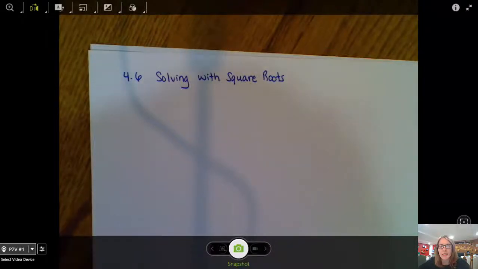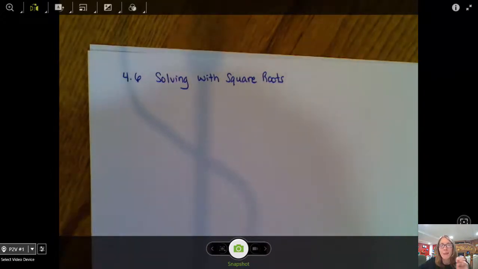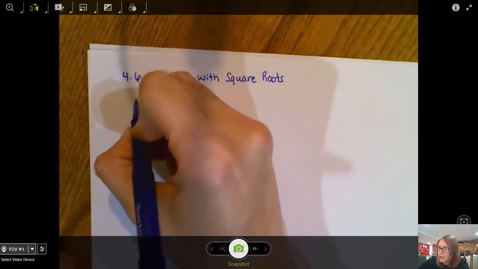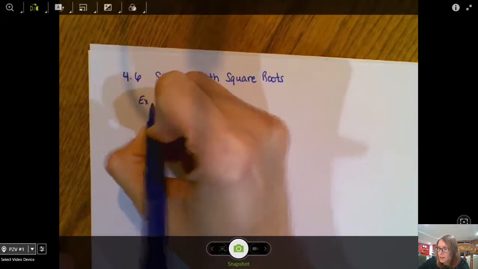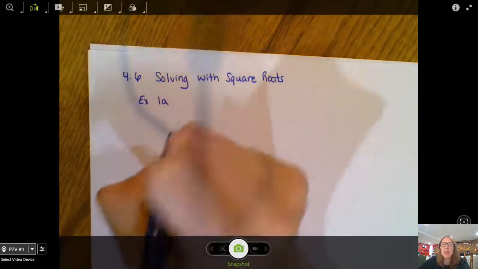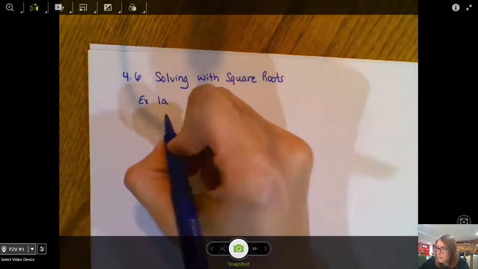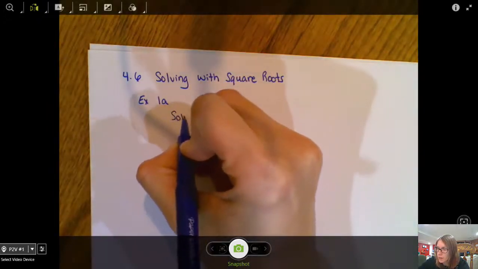Alright, section 4.6 introduces a new strategy for solving our quadratic equations, and that's solving with square roots. Ultimately, the goal with our solving by square roots is to learn the completing the square process, but we're going to step into that with this solving with square roots. Alright, so here is our first example, example 1a, and I'll do two examples where we solve with square roots. Let's solve our equation.